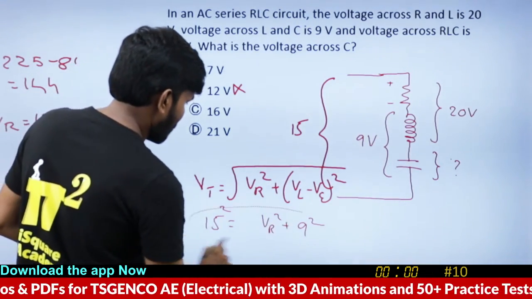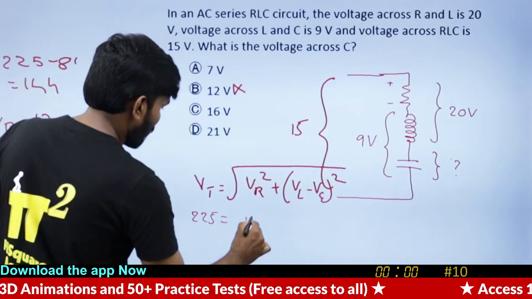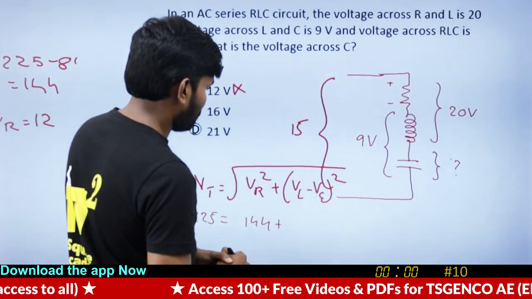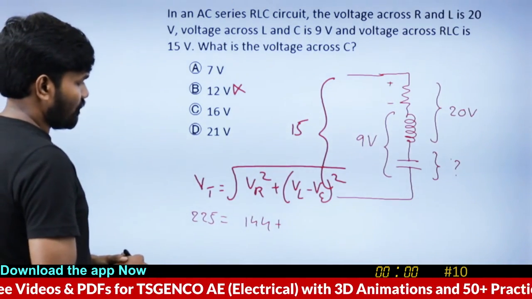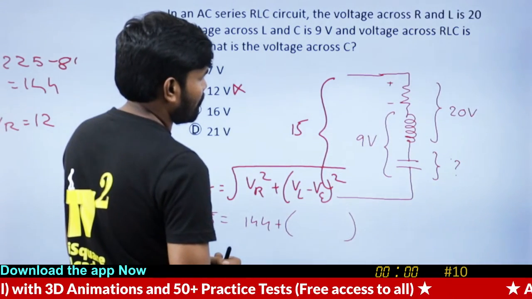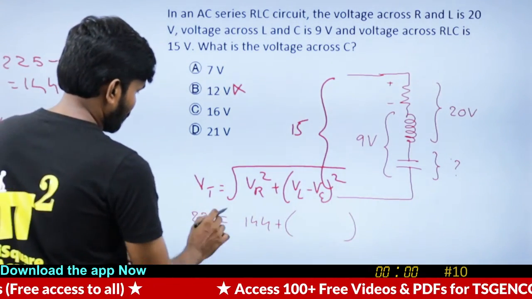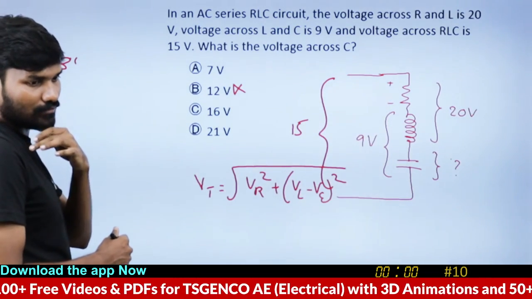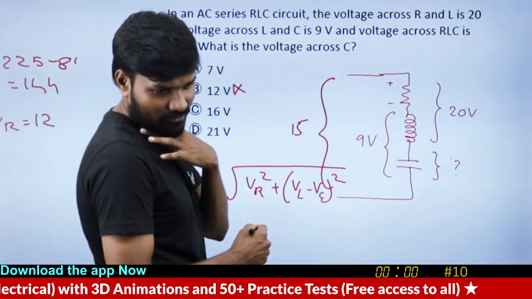So now let's take this. This job is done. Terminal voltage is 225 equal to 144 plus (VL minus VC) square. We got it. No, we are actually lengthening this. We should not lengthen. We should find a better approach. Better approach is 20. VL is? You can take it that way. What's that? Current? I'll take that.